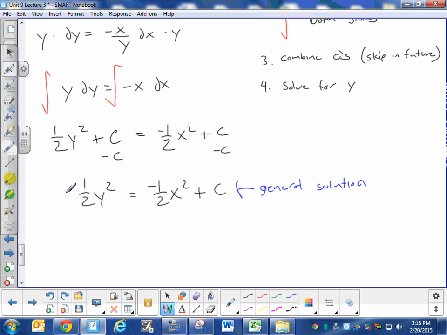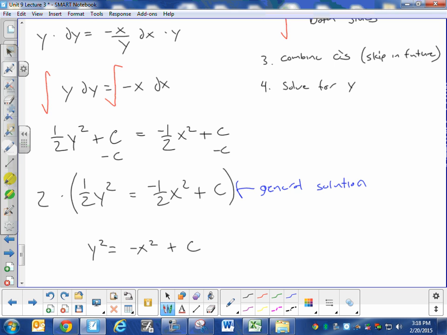Now I'll solve for y here by multiplying everything by 2. I get y squared is equal to negative x squared plus, what would be 2 times c? Just c. It would be 2c, but that's just another c.